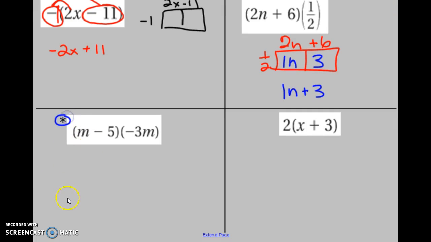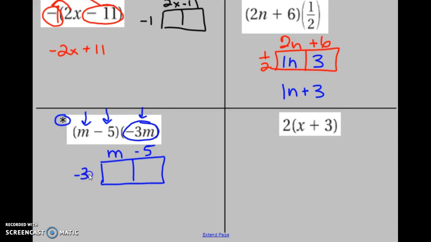This one I have a little star by because it is a little bit tricky. Who is our teacher and who is our classroom in this one? Well, this is really 2 terms. We have multiple people in our classroom, so that's our classroom, and minus 5. This is really just 1 term, so that's our teacher out front, negative 3m.